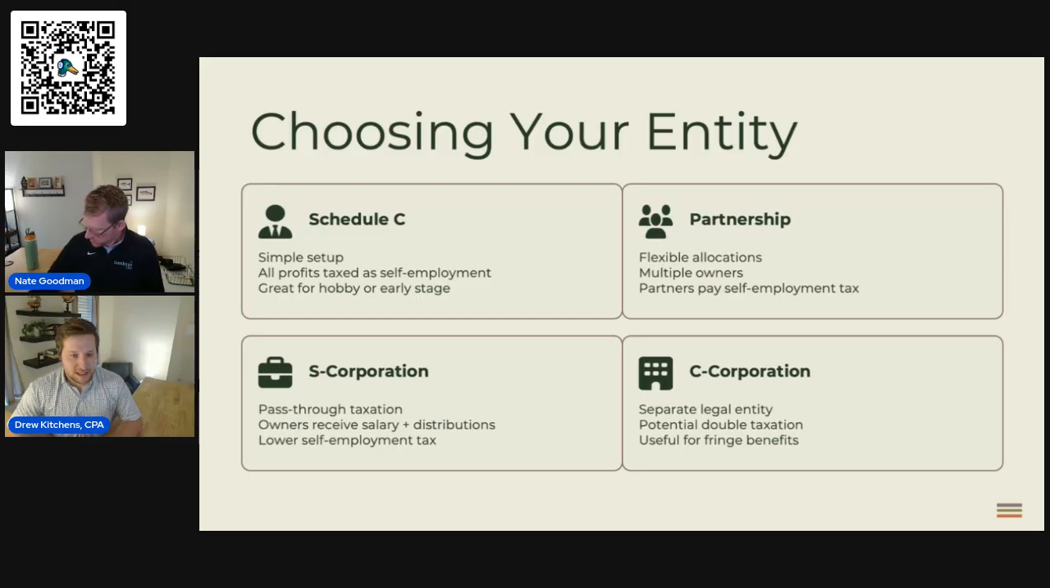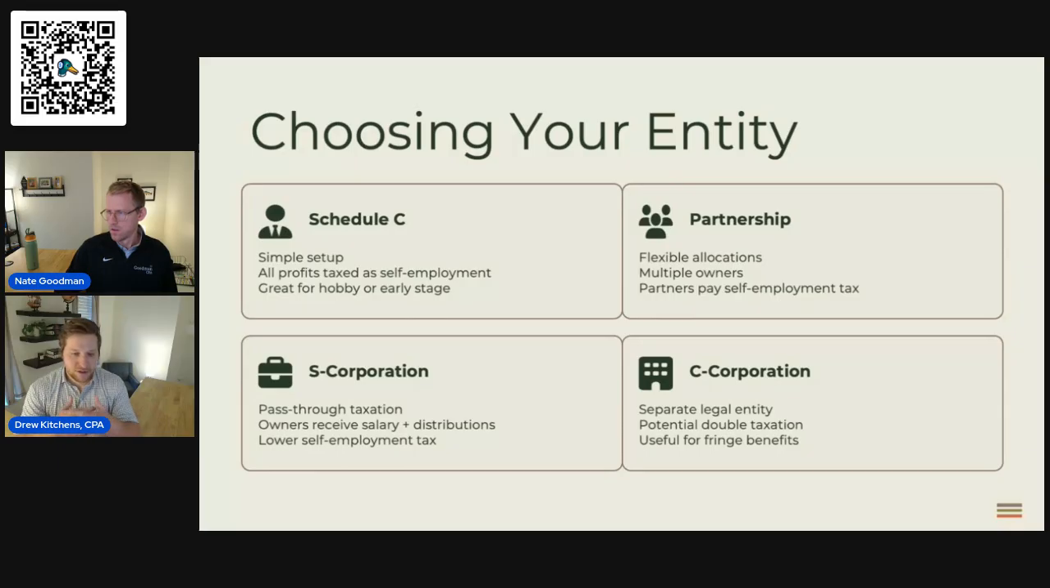You'll be a Schedule C, and that's just going to be a part of your normal 1040 filing, your normal individual tax filing. It is simple, it's easy, but it does come with some tax disadvantages that we'll talk about. If you do take on another partner, you will have to file a separate tax return because if you have one or more partners, then you'll be a partnership, and that will have a lot of the same negative tax implications for professional services businesses as a Schedule C.